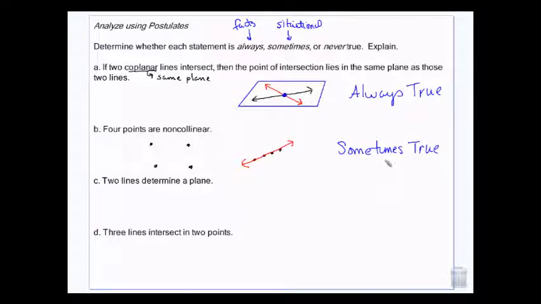Okay. Two lines. This one? Yeah, because 4 points can be on a line together or they can not be on a line together. So sometimes it's true and sometimes it's not. It depends on which points we're talking about. Okay, so if we're talking about these 4 points, true. We're talking about these 4 points, false. Right, so, okay, two lines determine a plane.